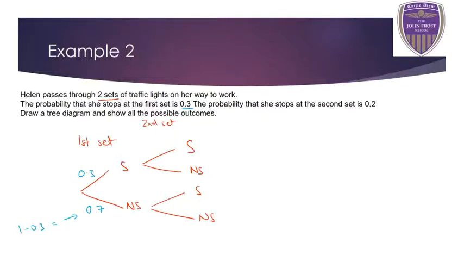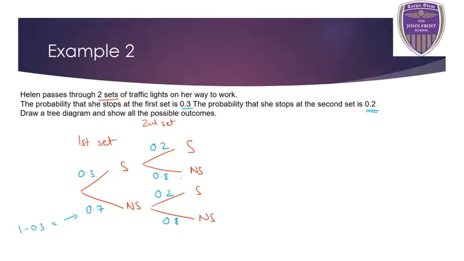The next sentence here, though, look, gives you the possibilities for the second set. So it's not going to be 0.3 and 0.7 again now, because this part here says the probability that she stops at the second set is 0.2. So that must be 0.2 there, okay, which is obviously the same there as well. So the probability that she stops in the second set of lights is 0.2. If there's a 0.2 chance that she stops, there must be a 0.8 chance that she doesn't stop, because those pairs of branches now, they will add up to 1, won't they?